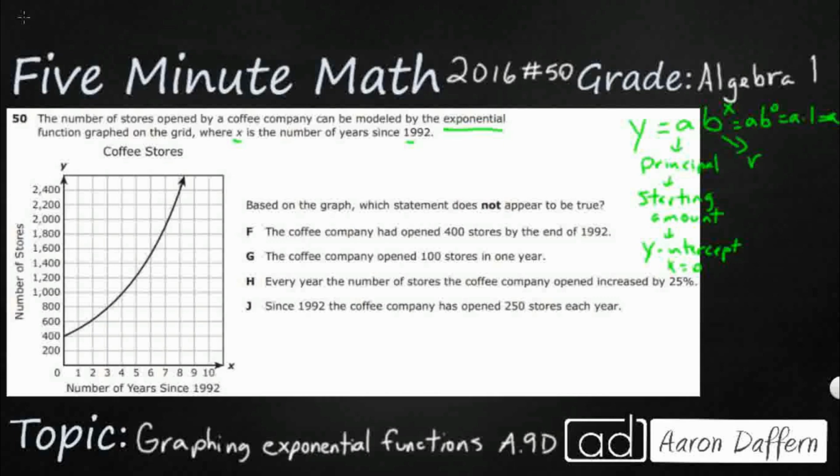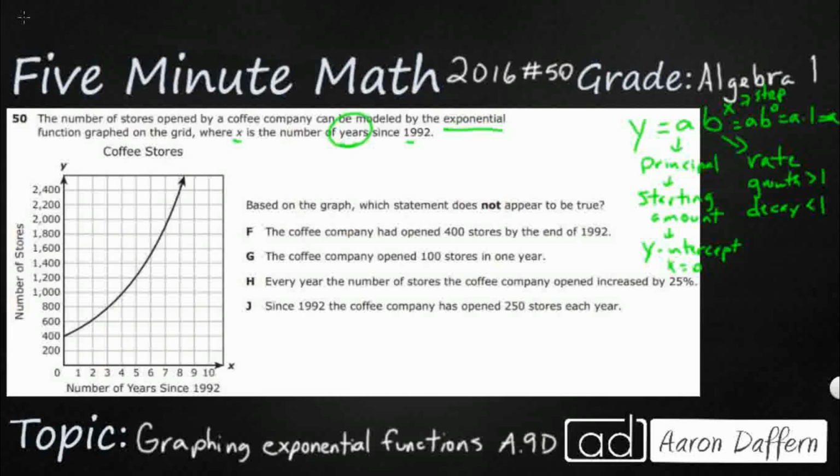b here is our rate, and so it's going to be a growth rate if it's greater than 1. It's going to be a decay rate if it is less than 1, like a fraction or a decimal. Now, our x is going to be our step. Usually it is some type of time frame: days, weeks, months, years. In this case, it is years. They tell us x is the number of years. But it's not always years. It could be a different step.